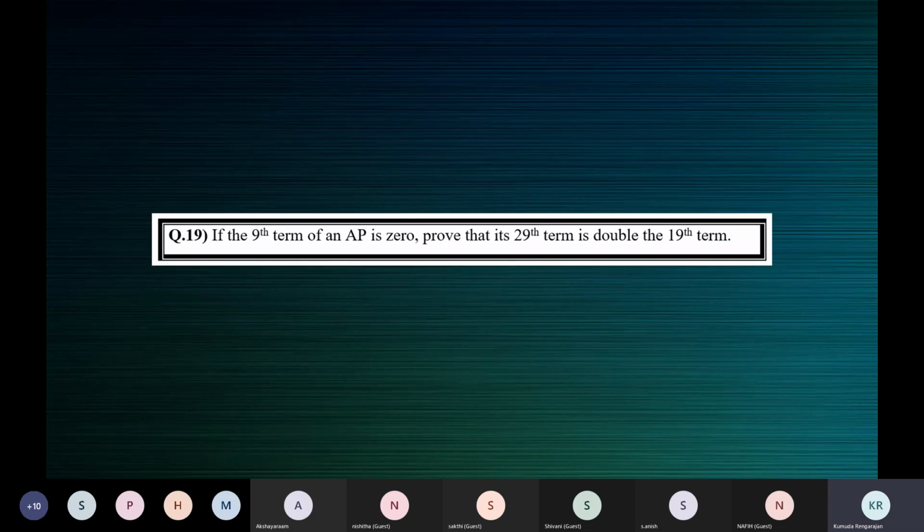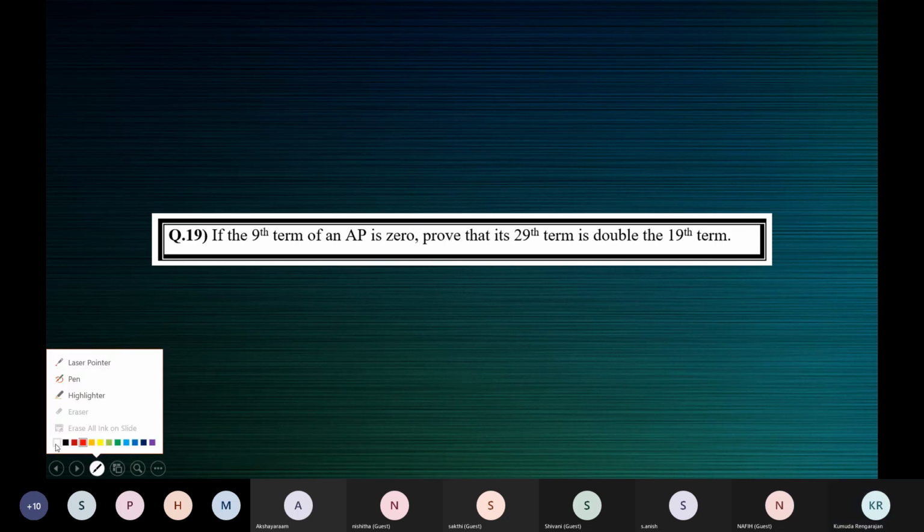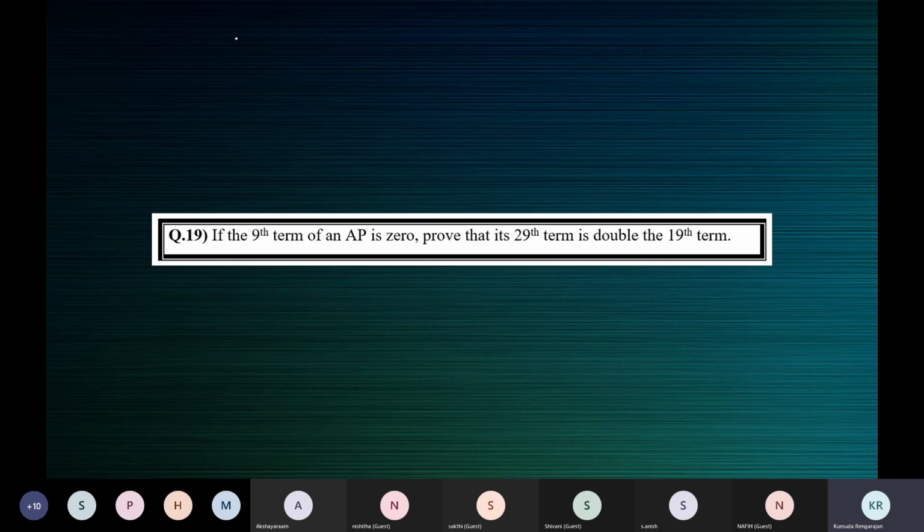If the ninth term of an AP is 0, prove that its 29th term is double the 19th term. If the ninth term of an AP is 0, that means A9 is 0. A9 is 0 meaning A plus 8D is 0. Okay, so this is given to us.